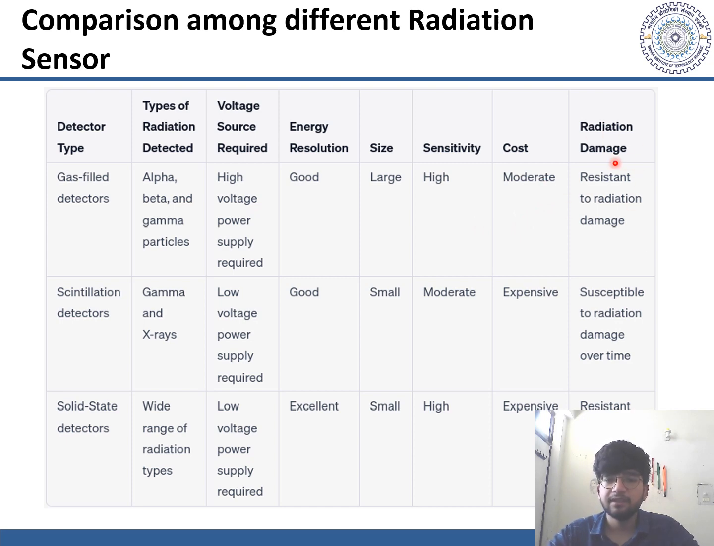Radiation damage is quite a challenging factor for us in radiation detection, as detectors are also prone to radiation damage. The gas filled detectors are resistant to radiation damage, scintillation detectors are susceptible, and solid state detectors are resistant. The most affected by radiation damage are scintillation detectors.